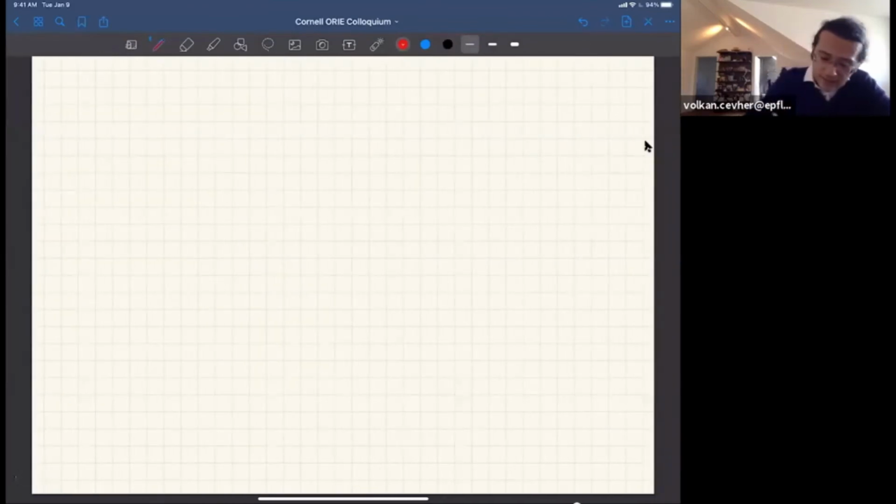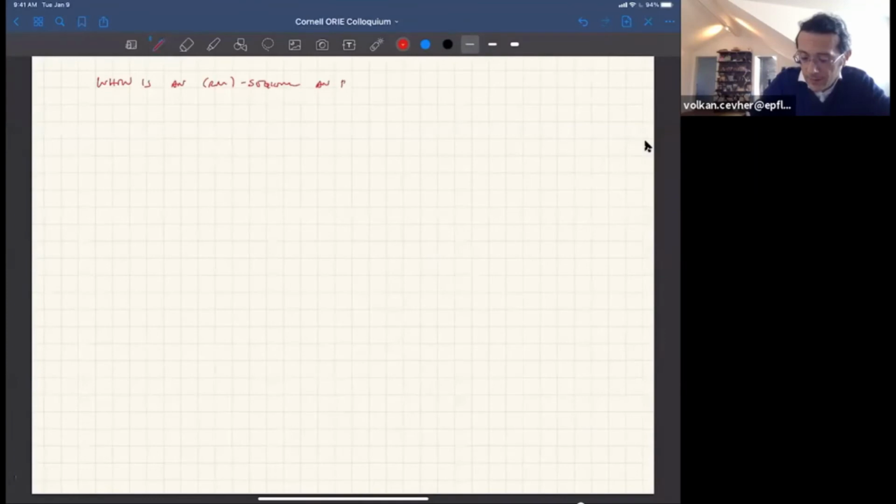So when is an RM scheme sequence an APT? When does this hold? I'm going to introduce some assumptions.